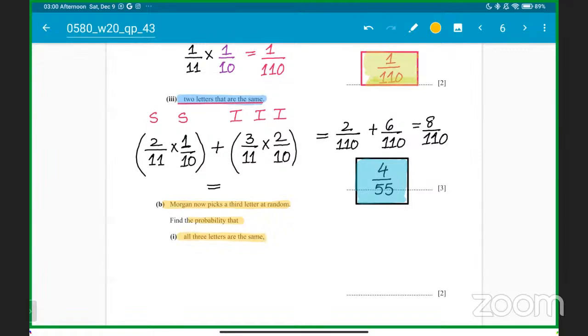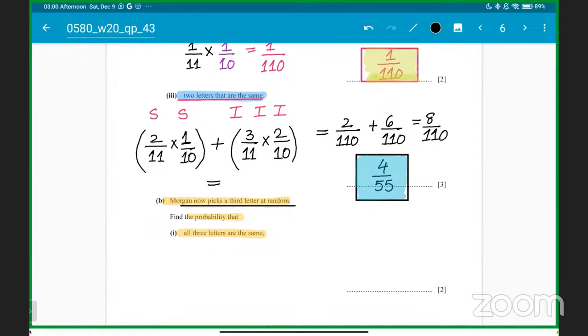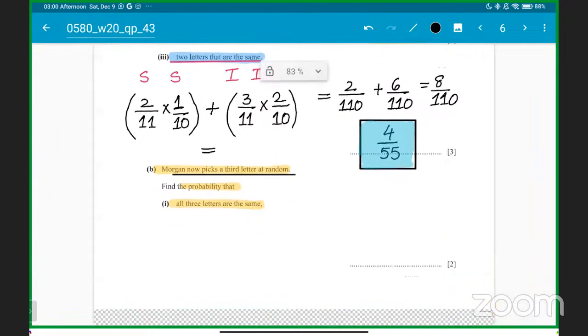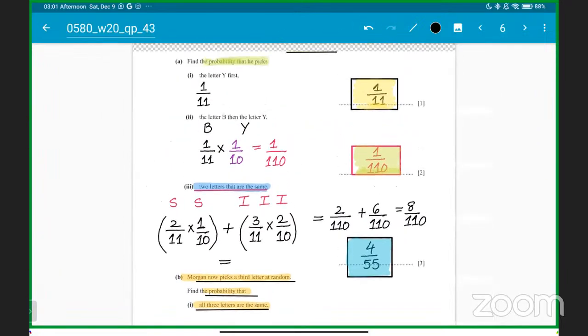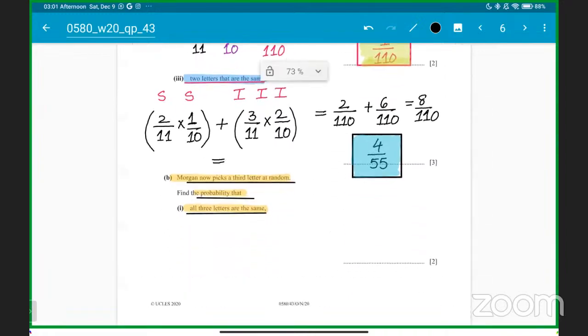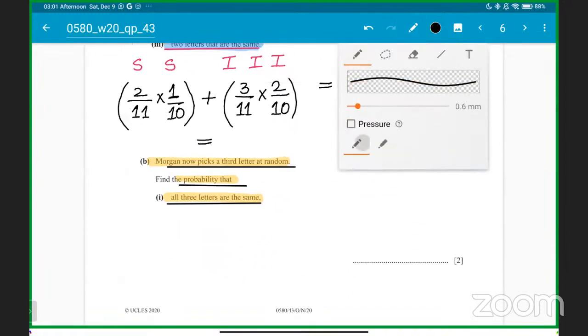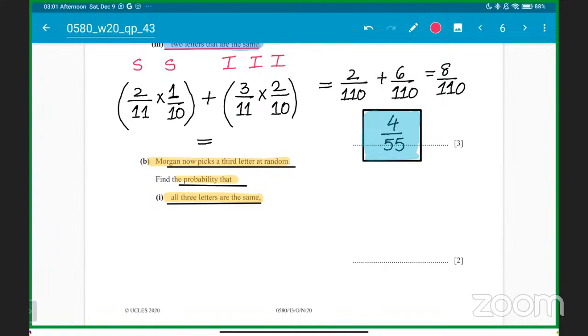So it might look difficult, but it's the same thing. Morgan is now choosing 3 letters at random. So it's the same thing that all 3 letters are the same. It means only one option is available. Which one? The 3 I's, right, students? The 3 I's is only possible. All 3 letters are the same. So this is free marks. If you got the previous part correct, you will get this part correct as well.